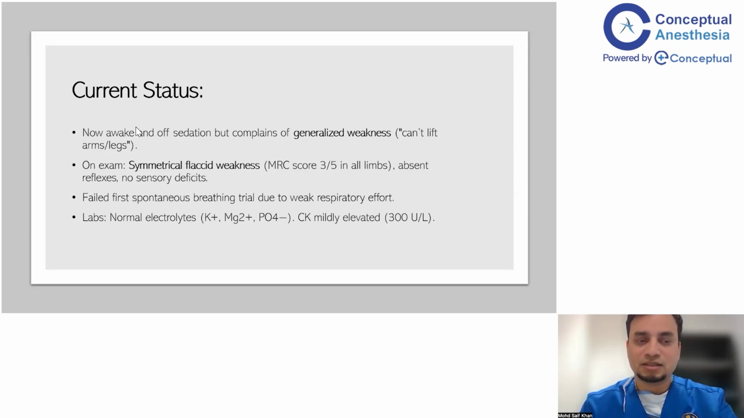He says, I can't lift my arms and legs. On examination, there is a symmetrical bilateral flaccid weakness. The MRC score, that is the Medical Research Council score used for the assessment of motor power, is 3 by 5 in all limbs. And when you check the deep tendon reflexes, they are negative. However, there is no sensory deficit.